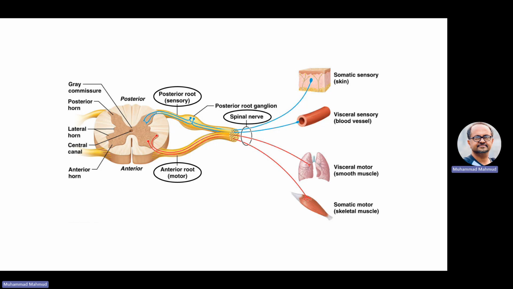So have a look into this. You see here, this posterior root, that green line, posterior one, it is sensory. So it is getting sensory information from skin, from visceral organs. Those information is passing through this posterior root into the spinal cord, whereas in the anterior root, the motor root is commanding nerves, sending those impulses to lungs, muscles, and other structures. So posterior, sensory, anterior will be motor.